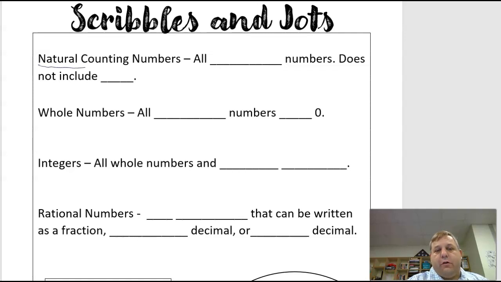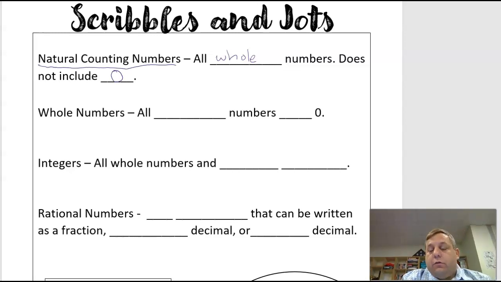Natural counting numbers are pretty much what they sound like. 1, 2, 3, 4, 5, 6, 7, 8, 9, all the way through a million, billion, trillion, as big as you can get. So they are all whole numbers. It does not include zero, though. So anything you would count people in is a natural counting number, through the highest you can think of.